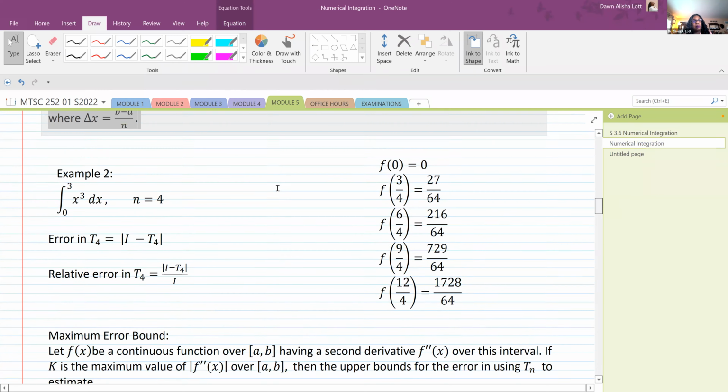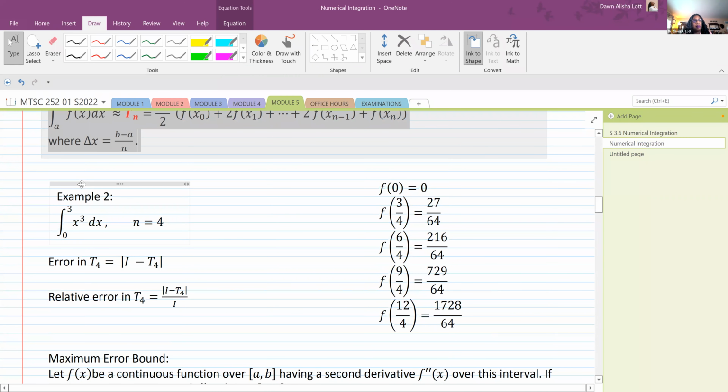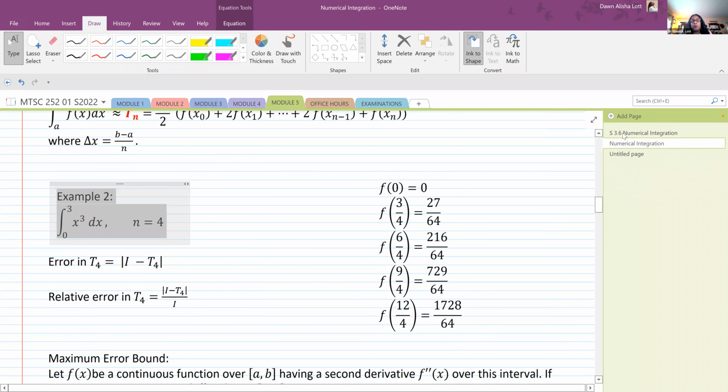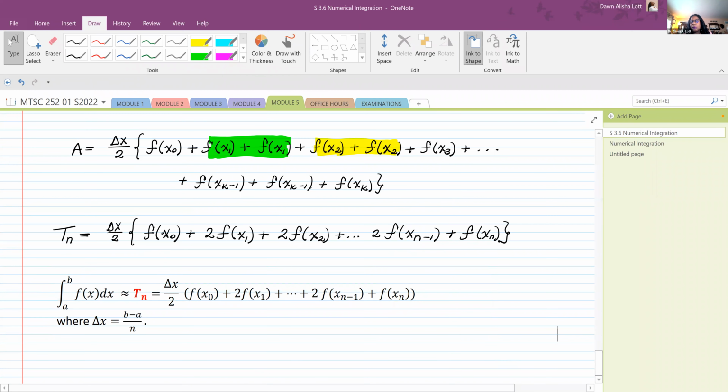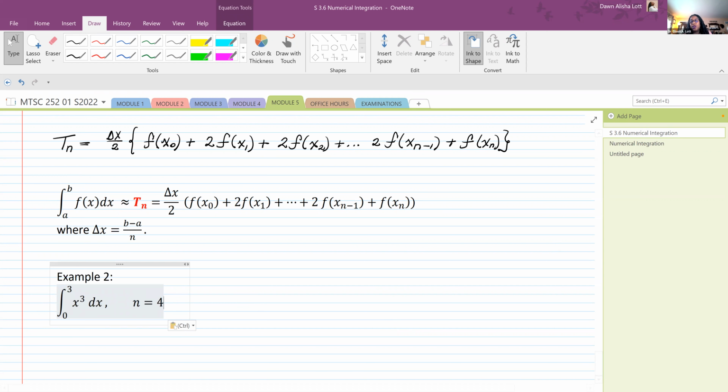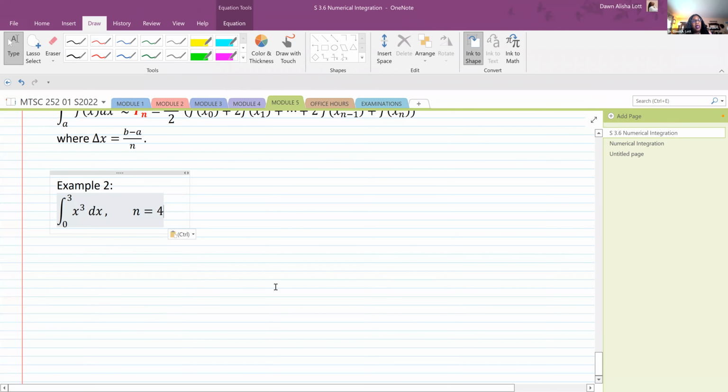Okay, so here's the problem, same problem. The integral from 0 to 3 of x cubed dx, and n is 4.